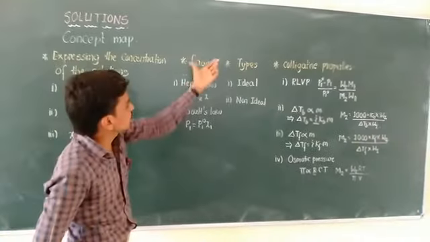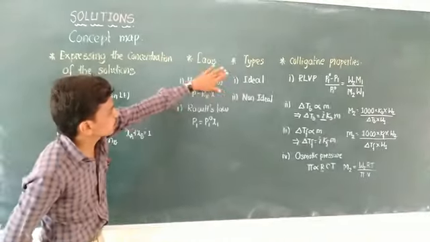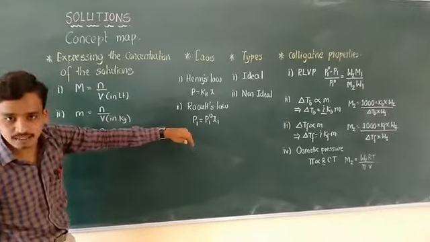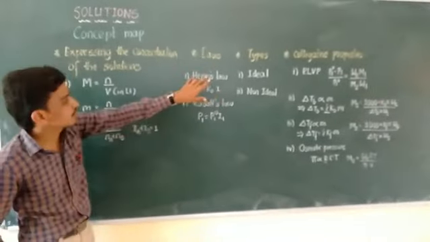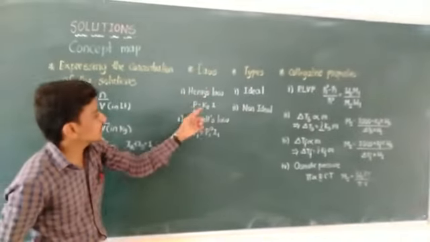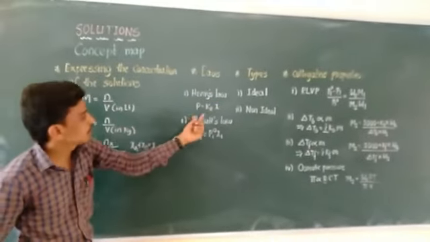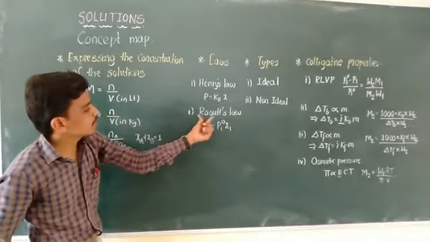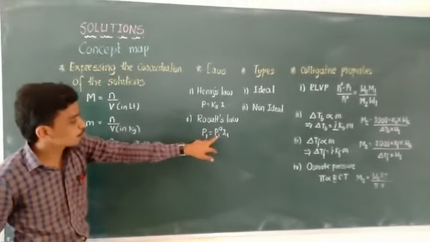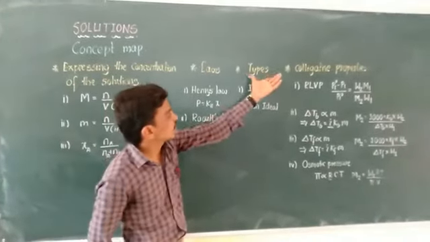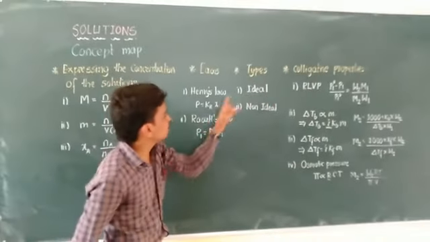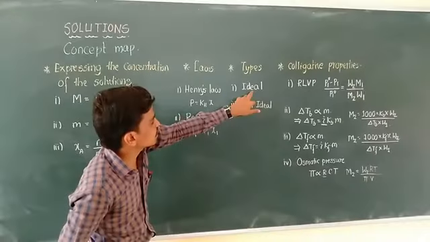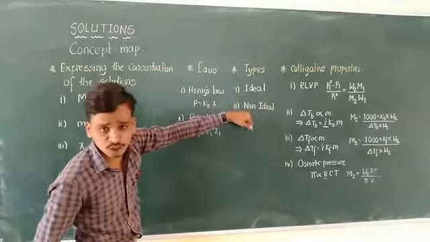Next one is the laws of solutions. Three most important laws are present: Henry's law, Raoult's law, and Dalton's law is also present, but the first two are the most important. In Henry's law, P is equal to kH into x, where P means vapor pressure and x means mole fraction. Similarly Raoult's law is P1 is equal to P1 naught into x1. The next part is the types of solutions. It is based on obeying and not obeying Raoult's law. The types of solutions are divided into ideal and non-ideal solutions.